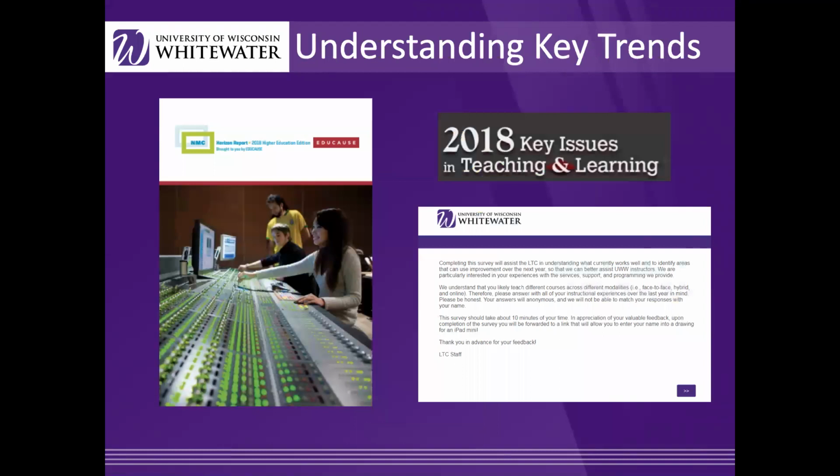So our first step is always to understand key trends and campus needs. We do this a couple different ways, and we do our best to stay current, as I'm sure all of you do, in what's happening in higher ed. We do this through a couple different publications, like I mentioned earlier in our webinar, things like the Horizon Report and key issues in teaching and learning from our friends at EDUCAUSE. Those are really great things to keep you up to date.